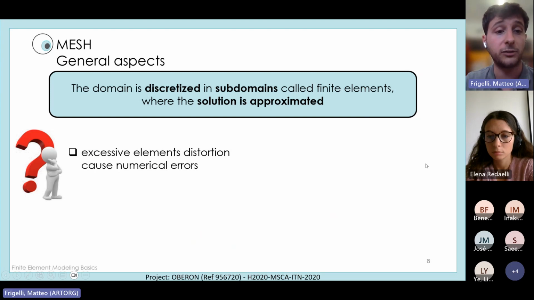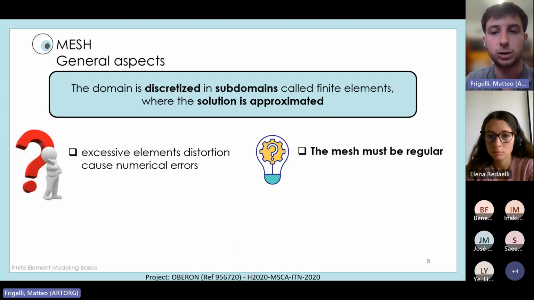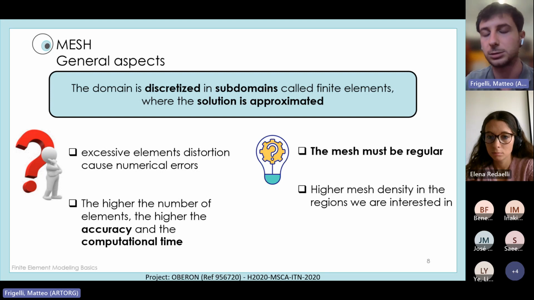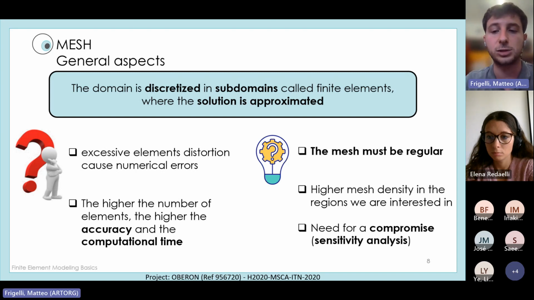We see that when we have excessive distortion of some elements, we can have numerical errors. This means our mesh should be as regular as possible. Also, the higher the number of elements, the higher the accuracy of the model will be, but of course, the higher will be the computational time. So again, it's a matter of finding the right compromise between the accuracy we want to reach and the time of the simulation. One rule of thumb here is to have a higher density in the regions we actually want to investigate, and to have a more coarse mesh in the rest of the model. And usually this leads to sensitivity analysis.